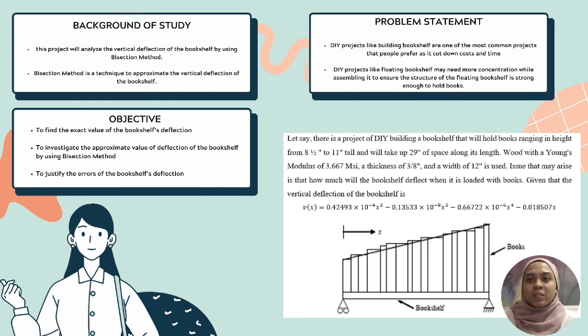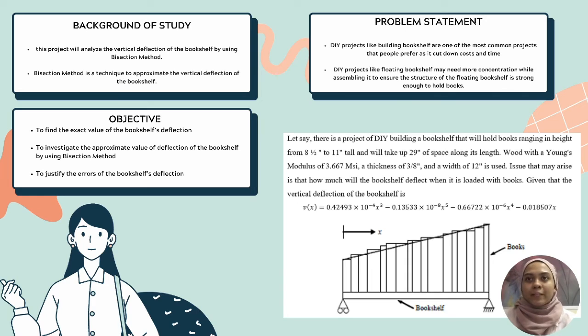Moving on to the background of study, this project will analyze the vertical deflection of the bookshelf by using the bisection method. The bisection method is a technique to approximate the value of vertical deflection if the equation is given. Now, the objective of this project is that we expect it will help us to find the exact value of the bookshelf deflection. Next is to investigate the approximate value for deflection of the bookshelf by using the bisection method, and last but not least is to justify the errors of the bookshelf deflection.